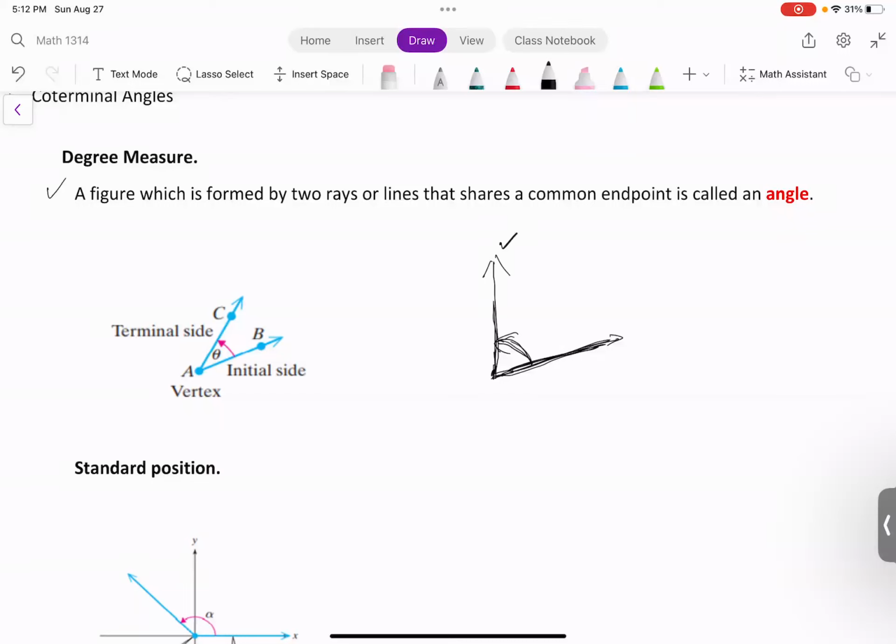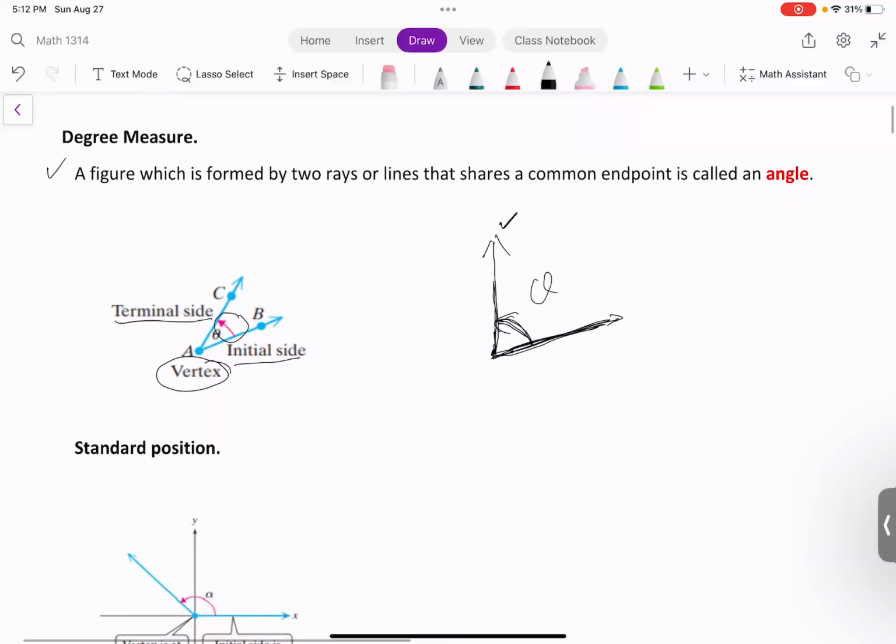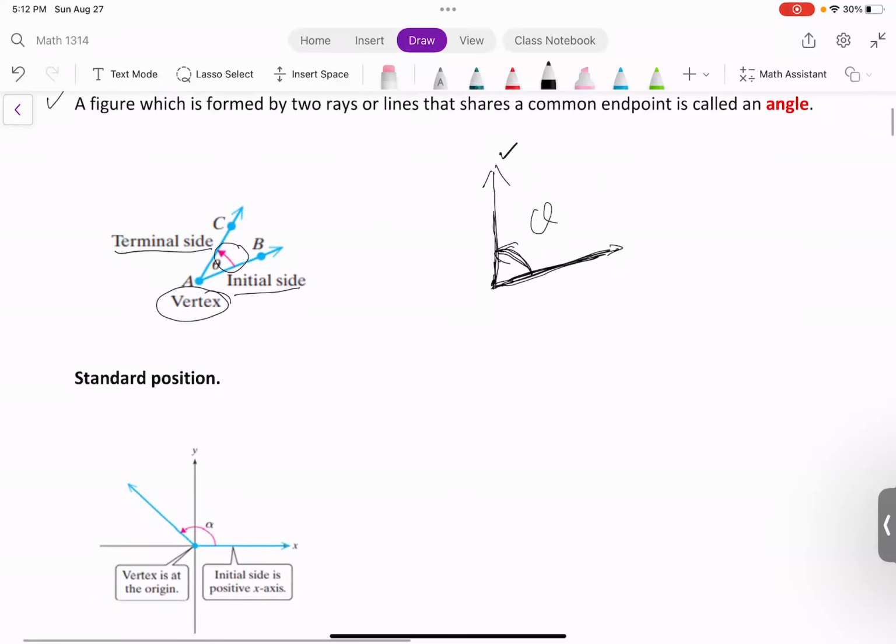The angle between them, sometimes we say this is theta, sometimes we say that's alpha. Now we see we must have a vertex, an initial side, a rotation, and a terminal side. So theta is the angle between these two rays.